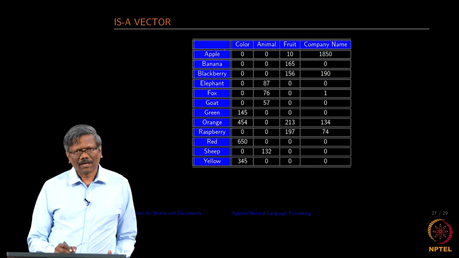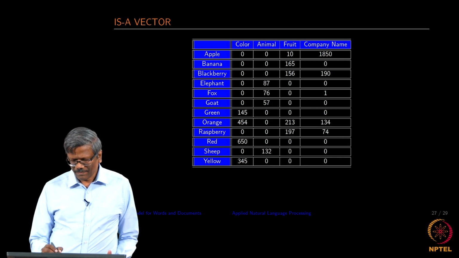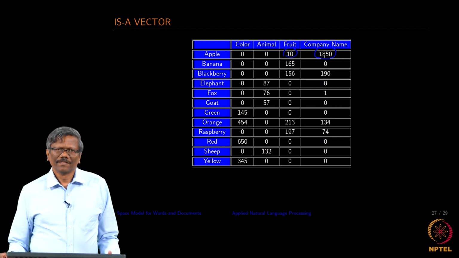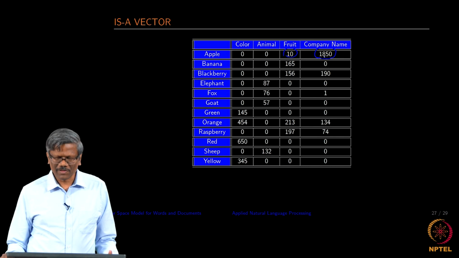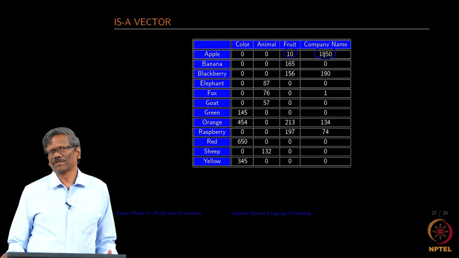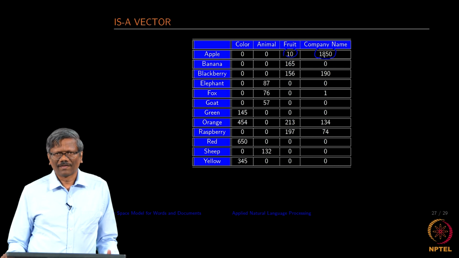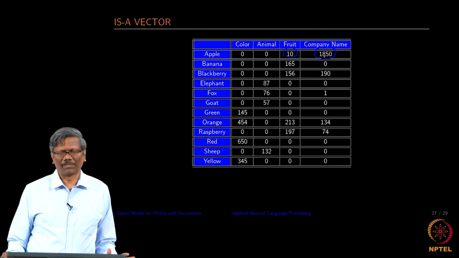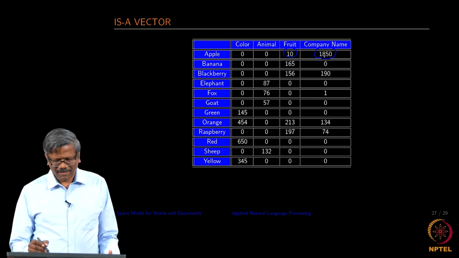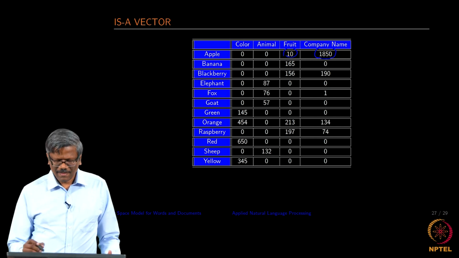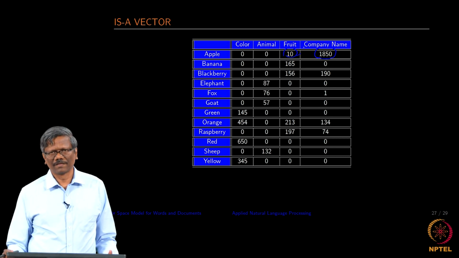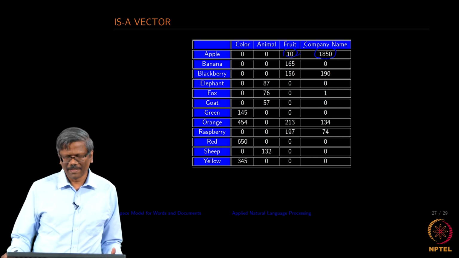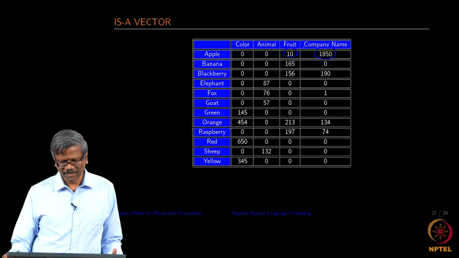Apple is not a color, it is not an animal, it is a fruit, it is a company name. Okay. So, if you go and search Google for Apple, most of the time in the first few pages you get only the details related to Apple, the company. That is why I have just marked this. Very few documents in the first 10 pages of Google are related to the fruit.